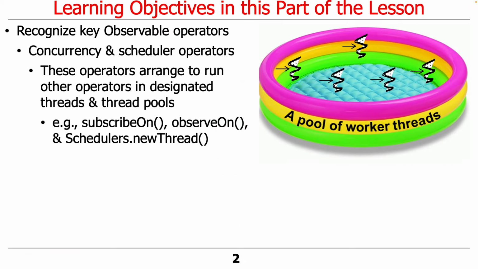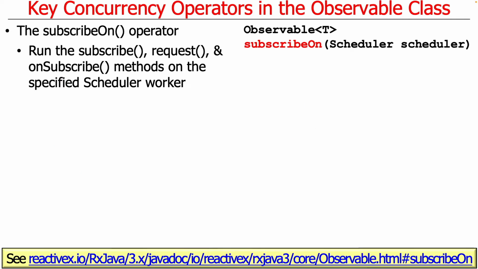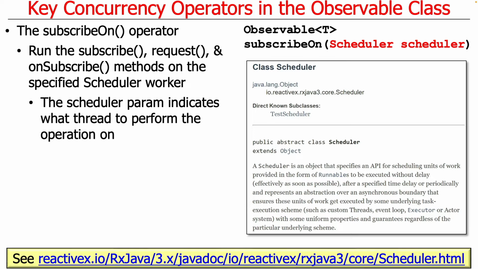to the Observable class. And these operators arrange to run other operators in designated threads and/or thread pools. And we'll be taking a look at the subscribeOn, observeOn, and Schedulers.newThread factory method. We'll start with the subscribeOn operator. This runs various other methods, subscribe, request, onSubscribe, in a given specified scheduler worker. And you can see here that the scheduler worker is provided as a parameter to subscribeOn. And that indicates what thread or what pool of threads to use to perform a given set of operations upon.